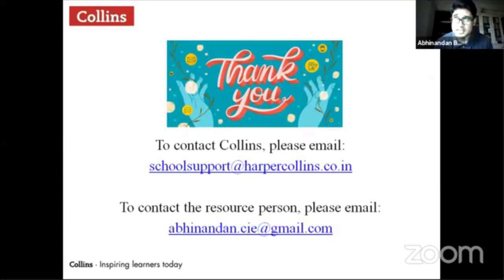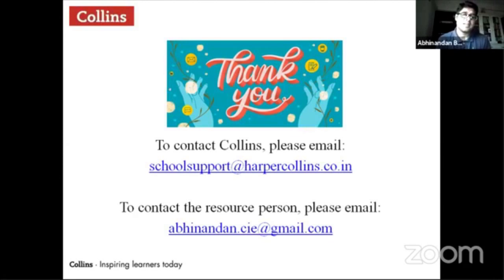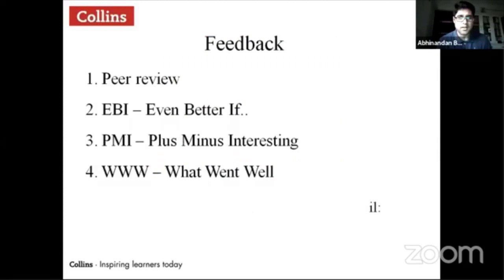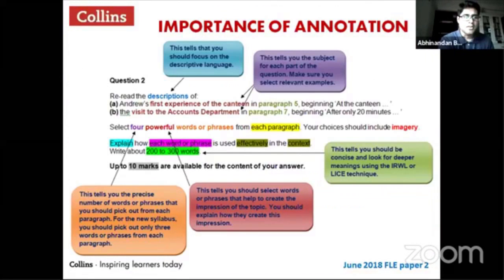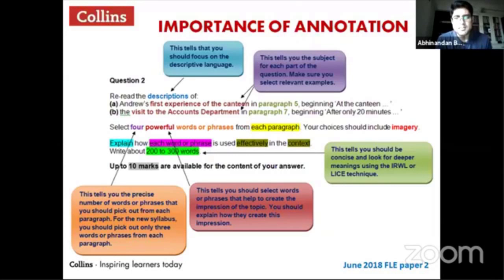Of course, yes, provided that striking adjective is contextually relevant to what has been asked in the question. So as I just showed you in the annotation, each question, as I mentioned in the annotation, this part, Andrew's first experience of the canteen. So if the striking adjective talks about Andrew's experience in the canteen, of course, why not? That's perfectly all right.